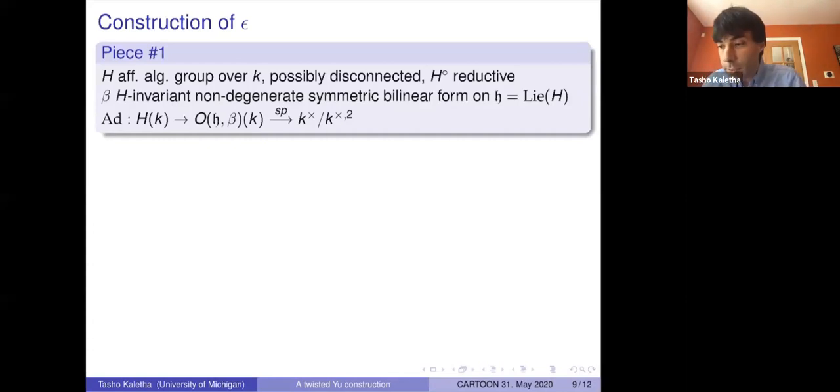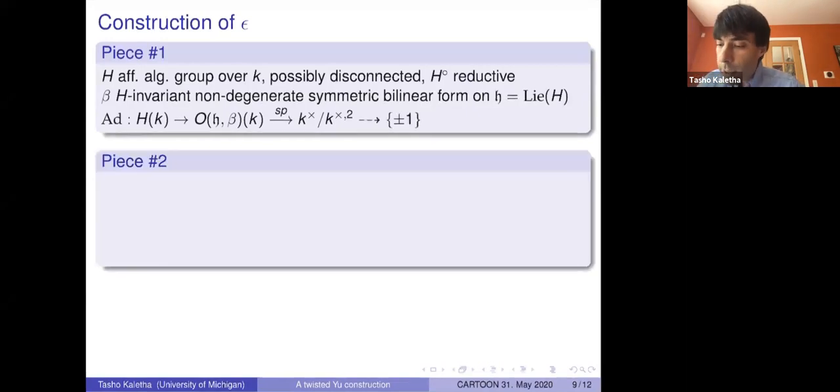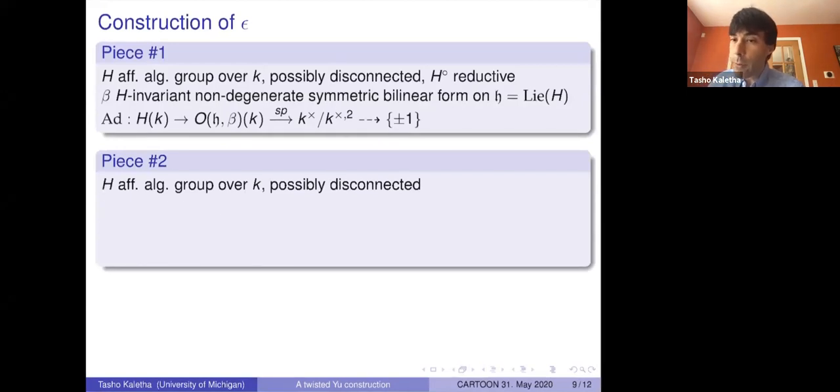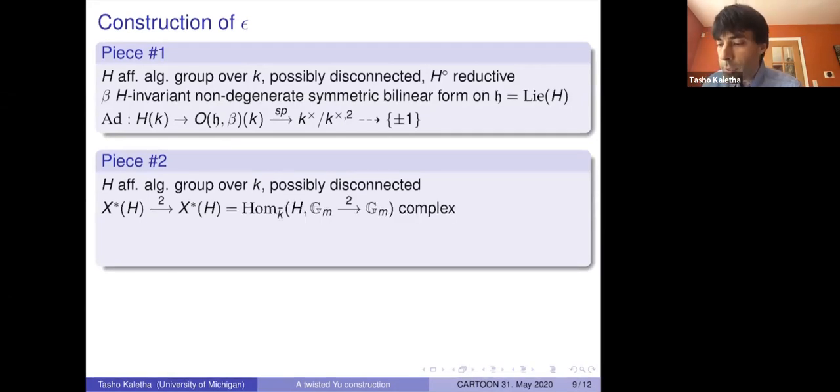As you can see, it really has nothing to do with the formulas that I showed you earlier. The second piece is again over the finite field. You take again an affine algebraic group over K, you allow it to be disconnected. It doesn't even matter if the connected component is reductive, although this is the main case of interest. And then you look at the multiplication by 2 map on its group of algebraic characters. And you can think of this as a complex placed in degrees 0 and 1. And you can realize this complex as the internal hom from the complex that is H just placed in degree 0 to the complex of G_m to itself via the squaring map.